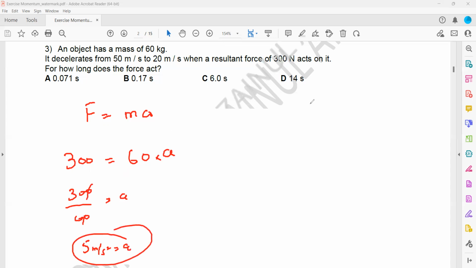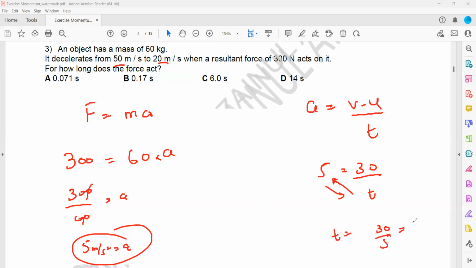After knowing the acceleration, acceleration is equal to change in velocity divided by time. The change in the velocity, the difference in the velocity, is 30. Time we don't know. And acceleration is equal to 5. So we cross multiply, t will be multiplied, 5 will be divided. So t is equal to 30 divided by 5, which is equal to 6 seconds.